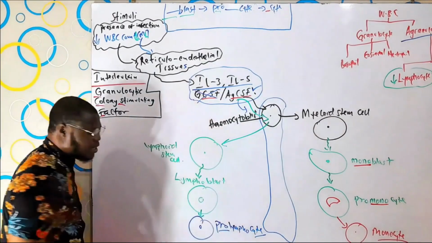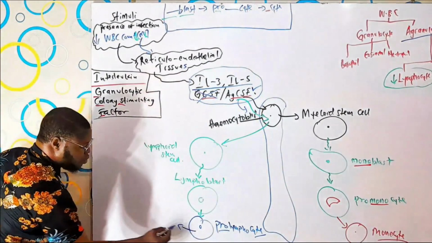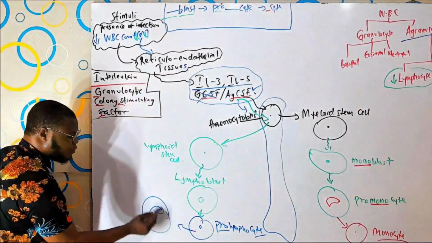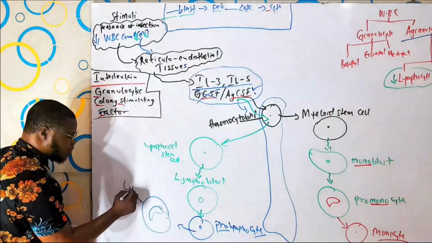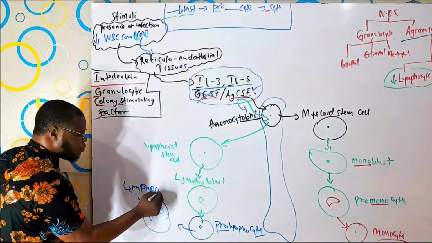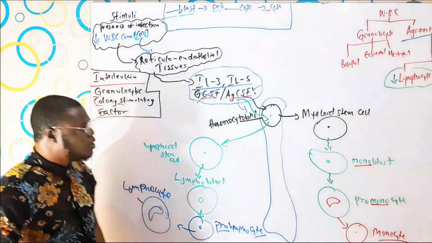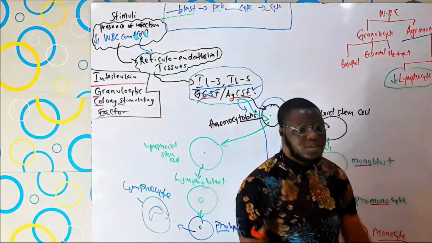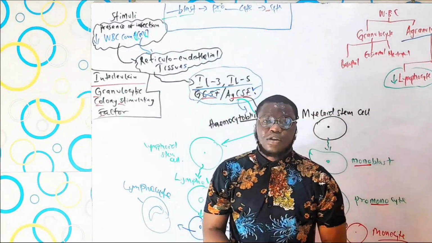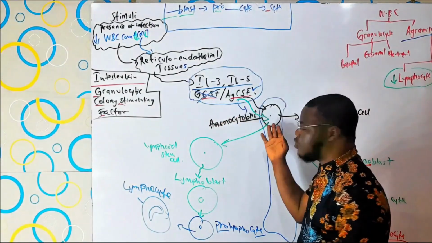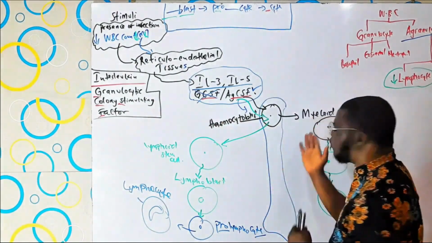Pro dash site. And finally, you are going to form the cell you've been looking for. And that is your dash site, which is lymphocytes. And then the production of lymphocytes is done. Cool. As simple as that, guys. All you have to remember is the kind of factor that will stimulate the hemocytoblast and the kind of cell it is going to produce.